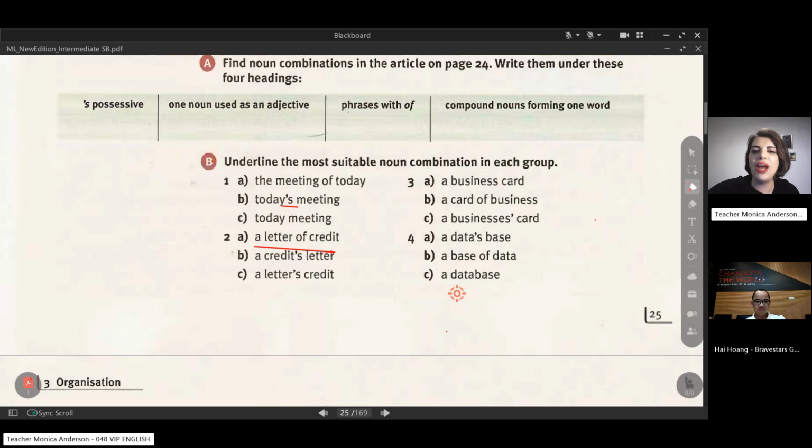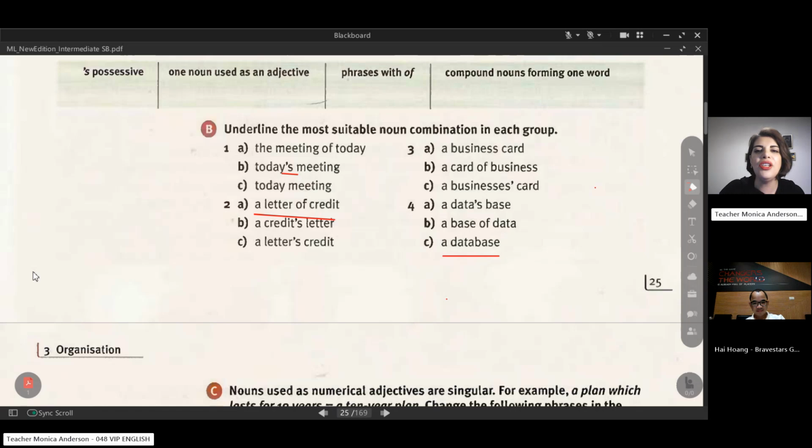And number 4, I think C. You're right, definitely right, a database. And let me say something about collocations in English. Collocations, as I told you, are combinations of words that you normally expect to hear together. For example, when I say business, you say business card. The first thing that pops up in your mind is business card. Or data, database. Or red, red color. There are some collocations that we will discuss more later.